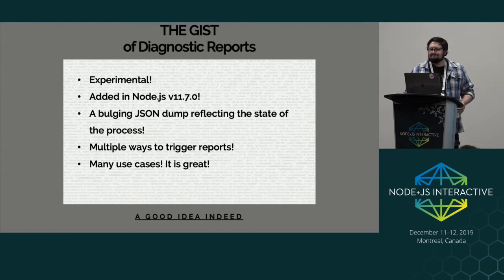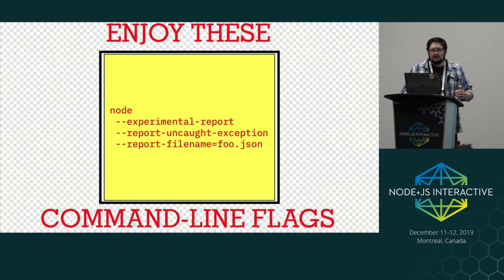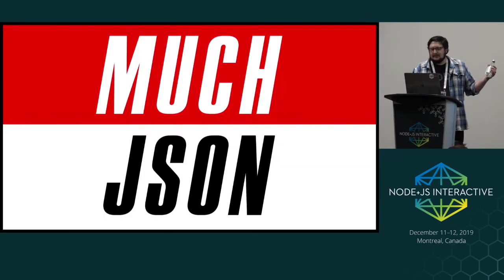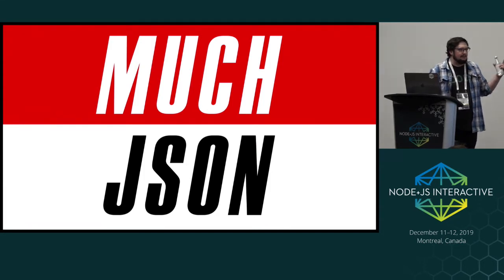So how do we want to create a report in this case where we've got this process that's crashed? We're going to start up that process again, except we're going to give it these flags. Experimental report, you need that to do any of this right now. You're going to say report uncaught exception, and then give it a nice file name. You don't need to pass the file name, but in our case that will be helpful. Normally it'll create a very long file name based on the timestamp. So you run this in production, and time passes, and now you have another problem. Now you have a diagnostic report, and it crashed, and now you have a lot of JSON.